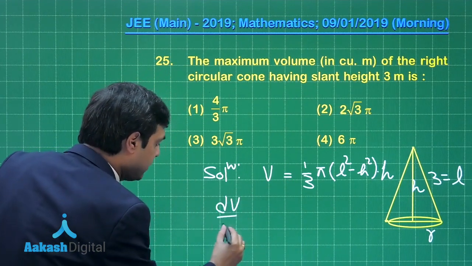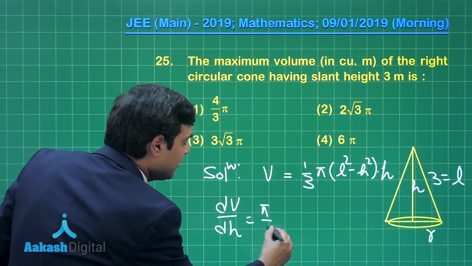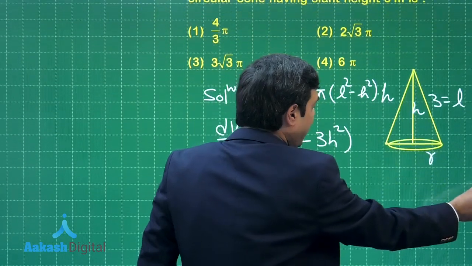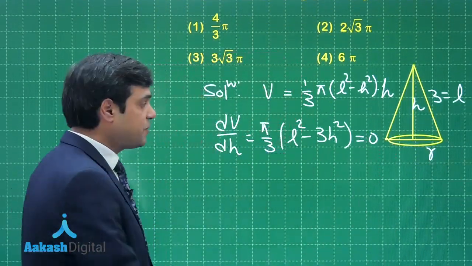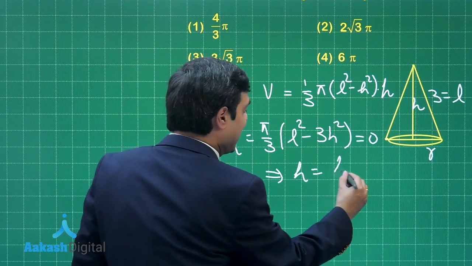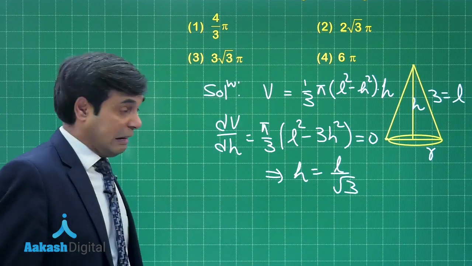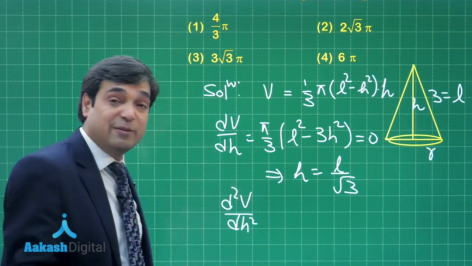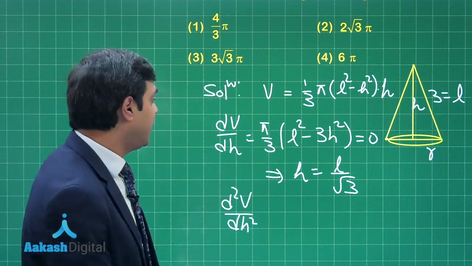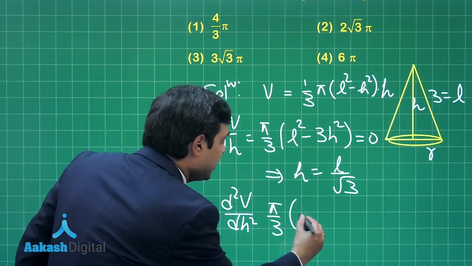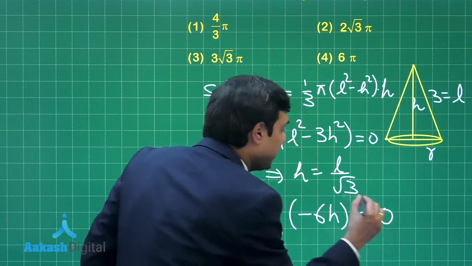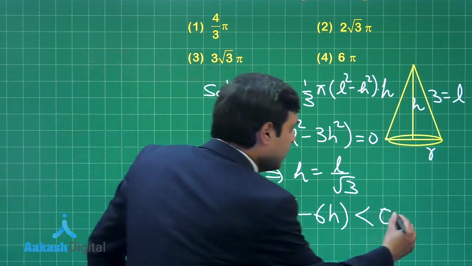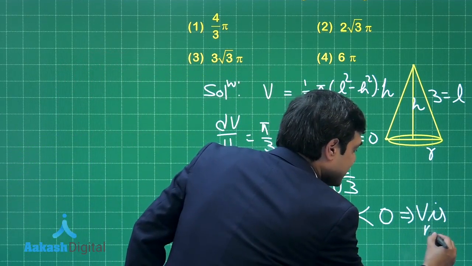Differentiating with respect to height, we have pi by 3 multiplied with L square minus 3h square. Now in order to maximize, let's put it to 0. On substituting it as 0, we get h equals L by root 3. Taking the second derivative, we can clearly see it is going to be maximum. Why? Because when you take the second derivative, it comes out to be pi by 3 multiplied with minus 6h, which is negative for the above obtained value. Second derivative is negative, so the volume is maximum.